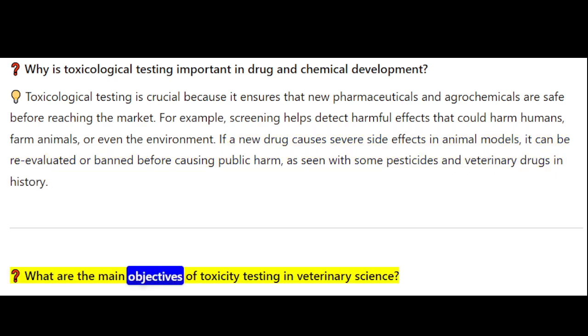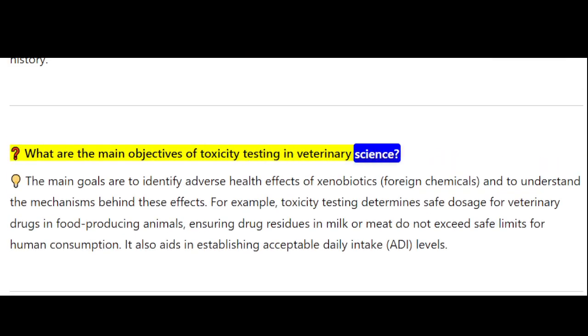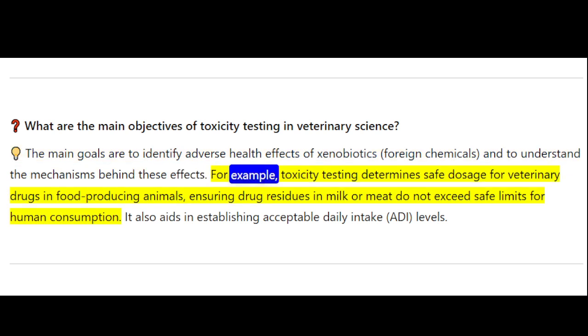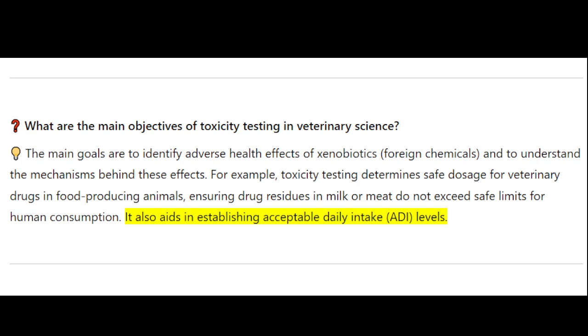What are the main objectives of toxicity testing in veterinary science? The main goals are to identify adverse health effects of xenobiotics, foreign chemicals, and to understand the mechanisms behind these effects. For example, toxicity testing determines safe dosage for veterinary drugs in food-producing animals, ensuring drug residues in milk or meat do not exceed safe limits for human consumption. It also aids in establishing acceptable daily intake, ADI, levels.